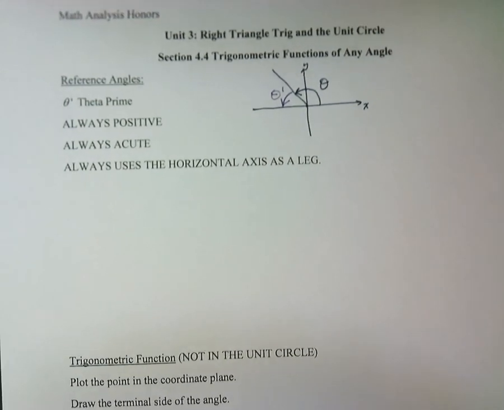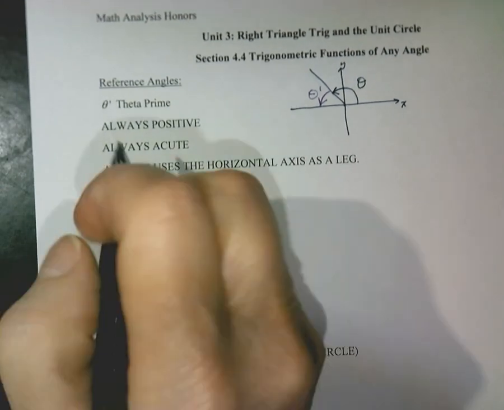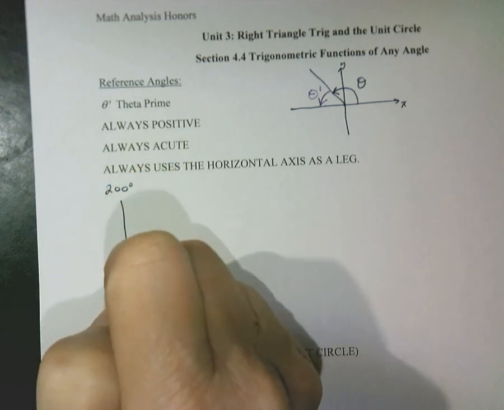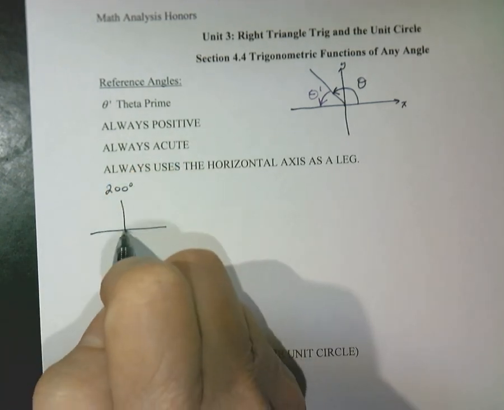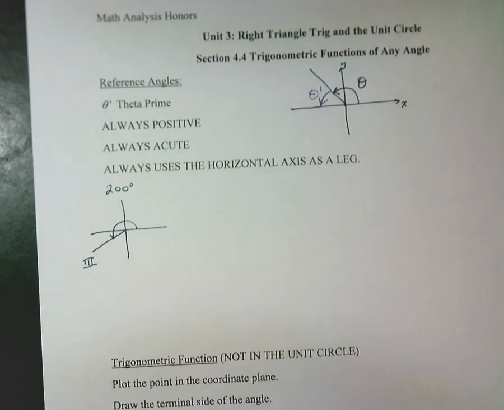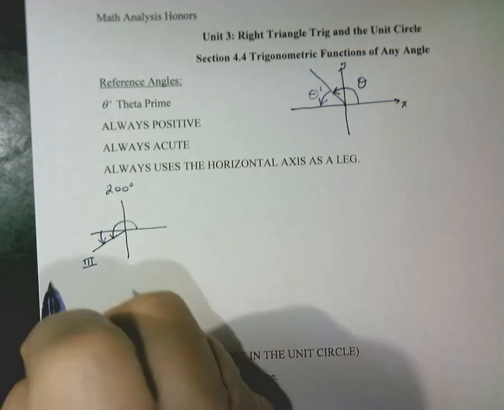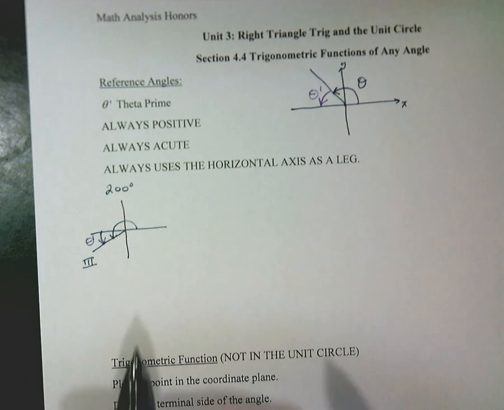Now I'll give you several different examples, and then during the live lesson I'll give you more examples as well. If I start out with, say, 200 degrees, and I draw a 200 degree angle, I don't care that it's exact, it just needs to be in the correct quadrant. This one is in quadrant 3. I need to draw an angle that's positive, has the x-axis as a leg, and is acute. It's going to be this angle right here. So this will be theta prime, and this will be theta.